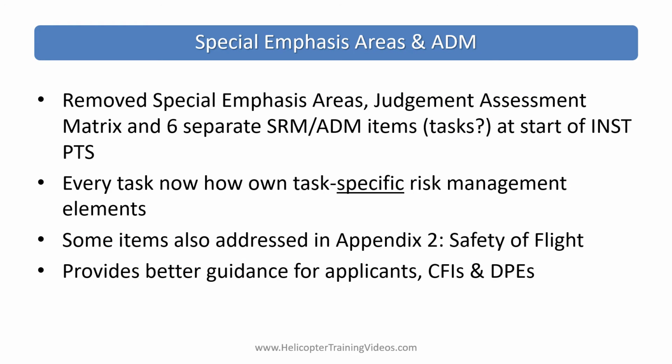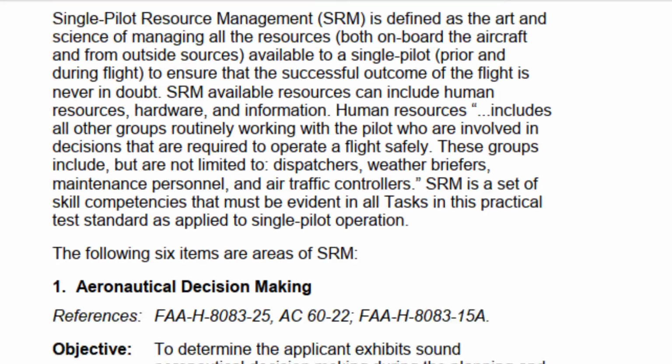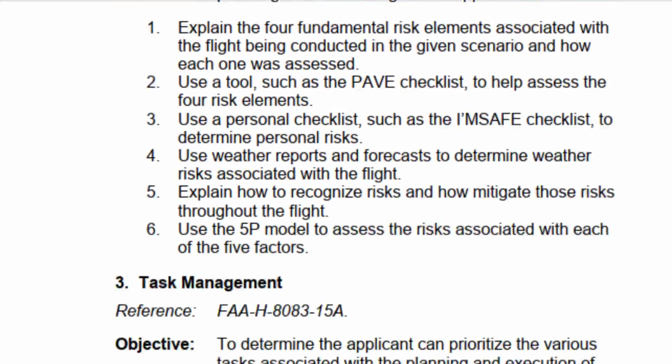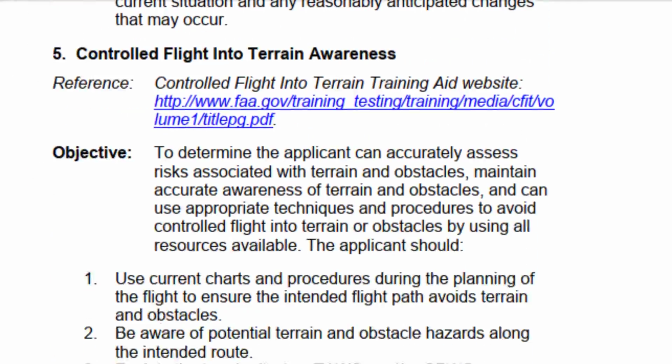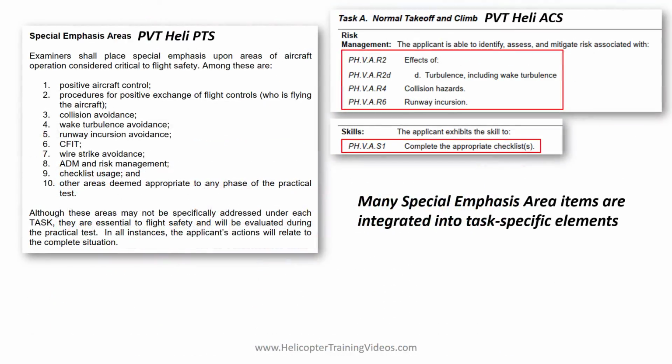We already sort of talked about the special emphasis areas and ADM being changed. Those special emphasis areas, there was usually a list at the start of the PTS. That's gone, so is the judgment assessment matrix from the instrument, and the 6 separate SRM ADM items that kind of looked like a task, but they weren't really a task, that was at the start of the instrument. That stuff's gone.